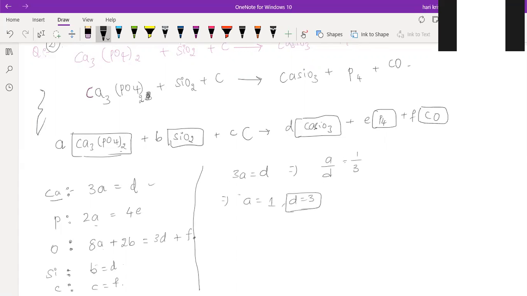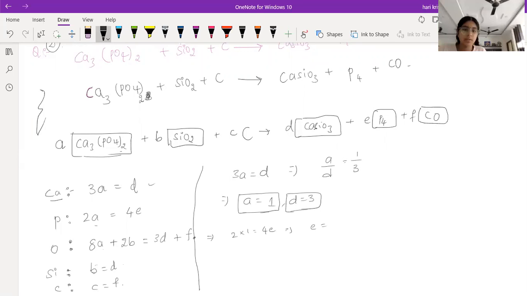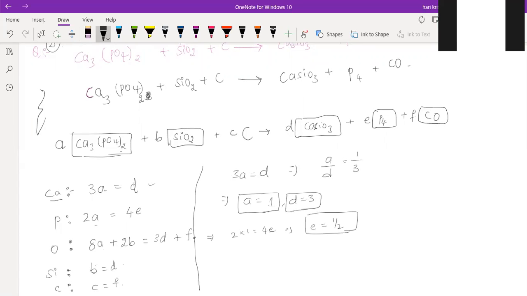So we got two values. Sir, I did a mistake here. I wrote D by A is equal to 3 by 1. Okay. So if you substitute the A value here, what is the E value? 2 into 1 equal to 4E, so E is equal to 1 by 2. No problem.